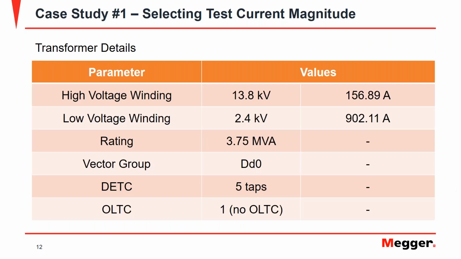So for our first case study, let's look at the transformer that we were reviewing. This transformer had a high voltage winding of 13.8 kV with a nominal rated current of 156.89 amps. On the low voltage side, it had a voltage rating of 2.4 kV with a nominal current of 902.11 amps. It had an overall rating of 3.75 MVA and a vector group of DD0. By that, it means it was a delta configured winding on the primary and a delta configured winding on the secondary as well. It had a De-Energize tap changer that had 5 taps, and it did not have an on-load tap changer.